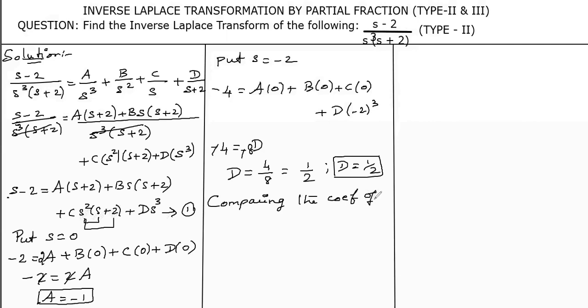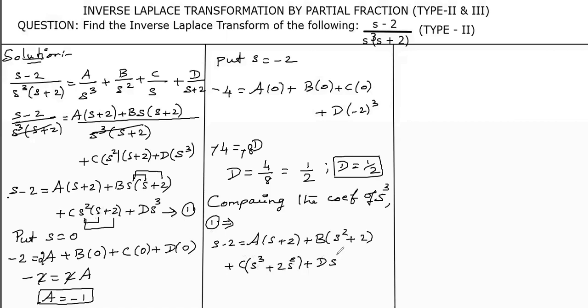So before going to compare the coefficients of s cube or whatever, we just expand this first equation. So what happens to this first equation? The left hand side won't change. A times s plus 2 won't change. Plus b will be there. S times, see this, multiply s into s and s into 2. So it will be s square plus 2s. And what happens to the c? C will be having s cube plus 2s square, isn't it? Plus d s cube.